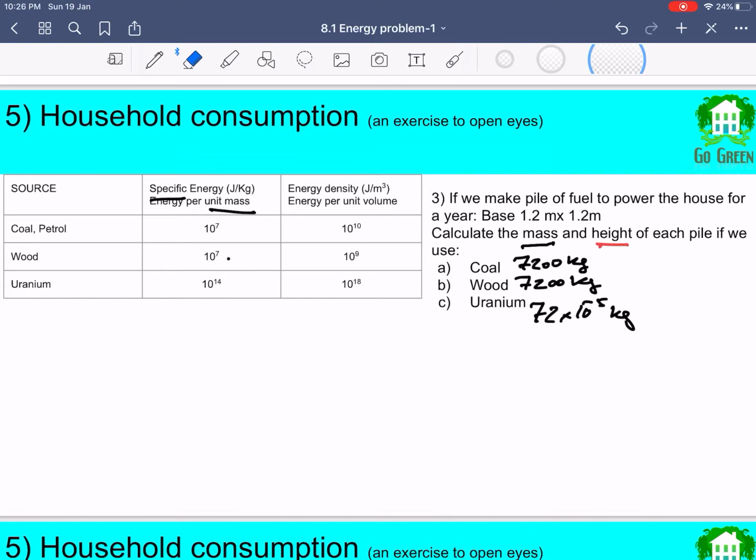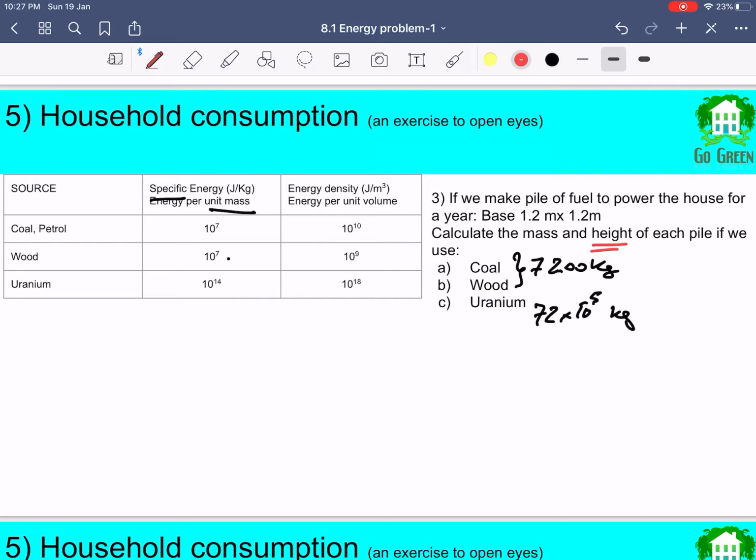A pile of wood or a pile of coal or a pile of uranium, and these are the heights that you need, right? So let me put this again. For these two we have 7 tons, and this is 10 to the minus, what was it, 5 kilograms, right? Now what happens with the height? Let's look at the height.